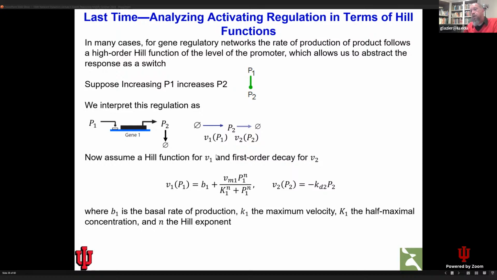And I'm going to assume a Hill function for the production rate and first order decay for the decay. And so V2 is minus kD2 times P2. And V1 is my Hill function. And then there's a bit of biology, which is that most genes are transcribed at what's called a basal level, even when there is no promoter. And so there's a constant leakage term, B1, which gets added to that rate of production.